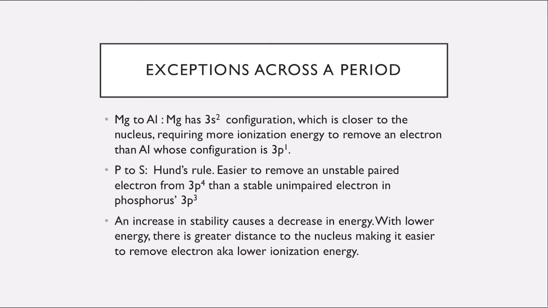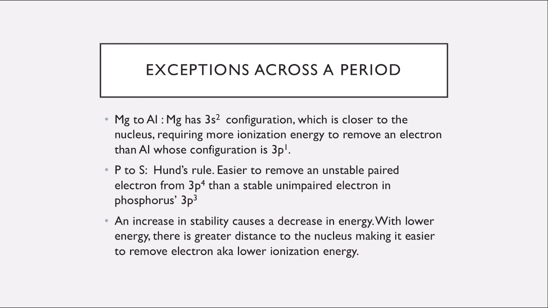So there are a few exceptions going across a period. An example of one of those exceptions is magnesium to aluminum. So magnesium has an electron configuration of 3s2 versus aluminum has an electron configuration of 3p1. So the p level is further away from the nucleus and has more shielding than 3s2, therefore requires less ionization energy to remove an electron.